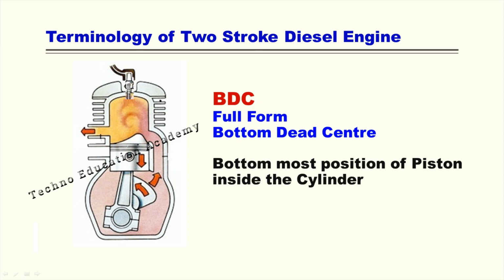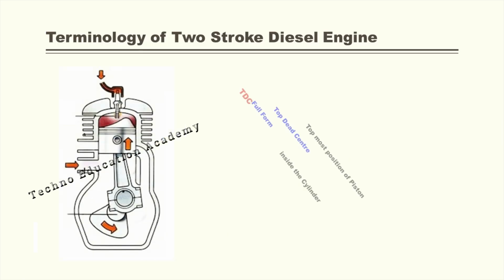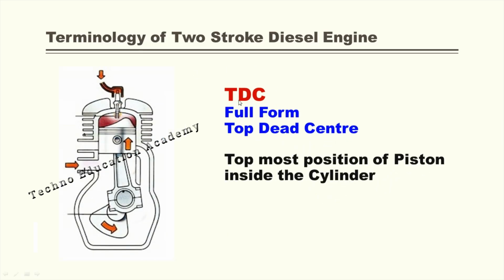It is called BDC. It is particularly for a vertical cylinder, but whenever the cylinder remains in horizontal position, at that time we use the words IDC and ODC, inner dead center and outer dead center. The second one is TDC. TDC means the topmost position of the piston inside the cylinder. Here you can see that this is the topmost position of the piston inside the cylinder. It is called TDC.